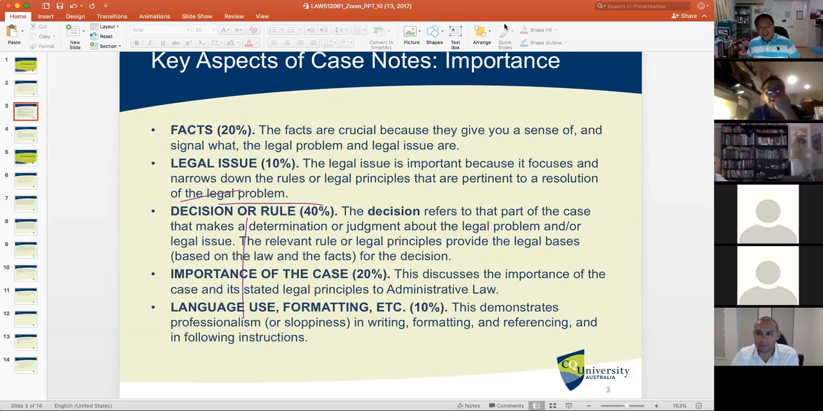Okay, so the decision, there are two parts to it. One is, a decision refers to that aspect whether the decision would be wrong, whether or not the person may have legal standing. It could be the decision can say that the decision is invalid for reasons for whatever. Okay, so that's the decision part there.